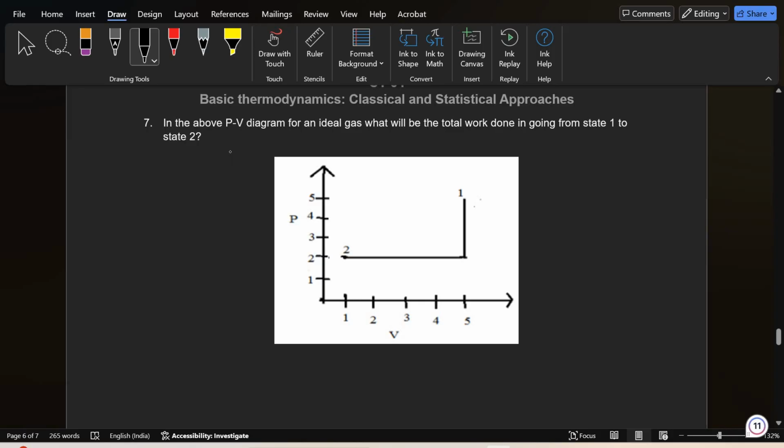So this is a PV diagram. They're asking, this is an ideal gas. They're asking what is the total work done in going from state 1 to 2. Okay, so can you tell me the work done formula in general?